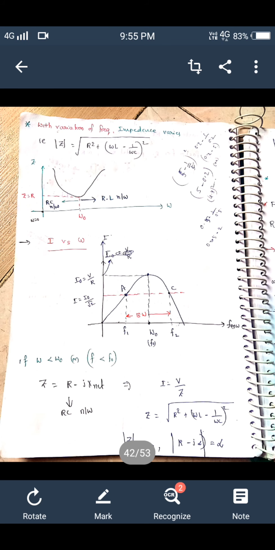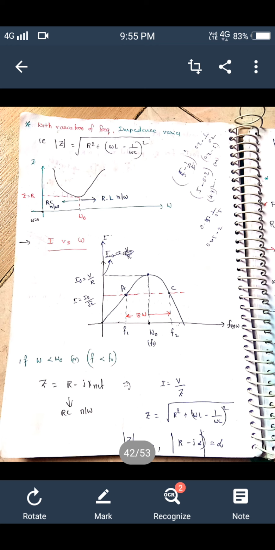Further decrease means you will just get the reverse characteristics of frequency versus impedance. Now here, consider the maximum value of current. Assume the maximum value of current I is equal to V by R. Why? Because at resonant condition only, Z is equal to R. Maximum current we will get at resonant condition, because Z is equal to only resistance there.